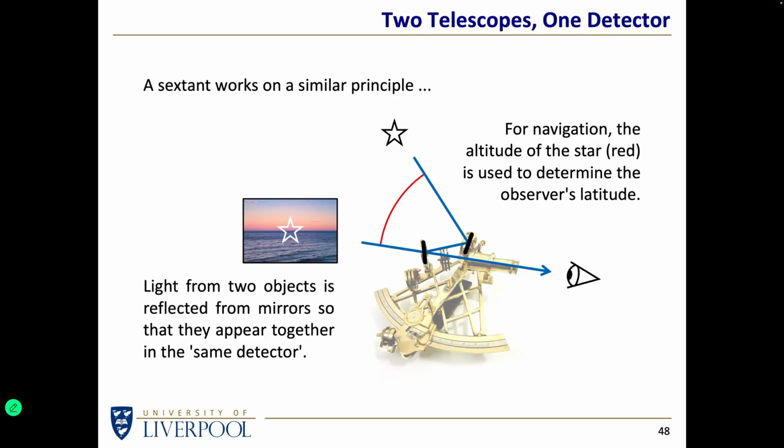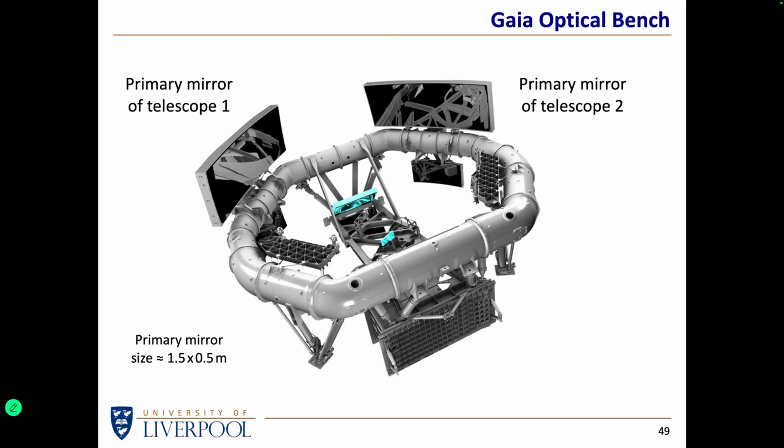In this case, the detector is your eye, and by adjusting the mirrors, you can get the star and the horizon to be hitting the back of your eye, the same detector. And that's what's happening with Gaia. It's using two telescopes at an angle to each other of a little over 100 degrees, and they are producing stars on the same detector. And because we know the angle between those two telescopes, we can work out the positions of one set of stars relative to another set of stars in a completely different patch of sky. That gives us a very accurate way of determining stellar positions.